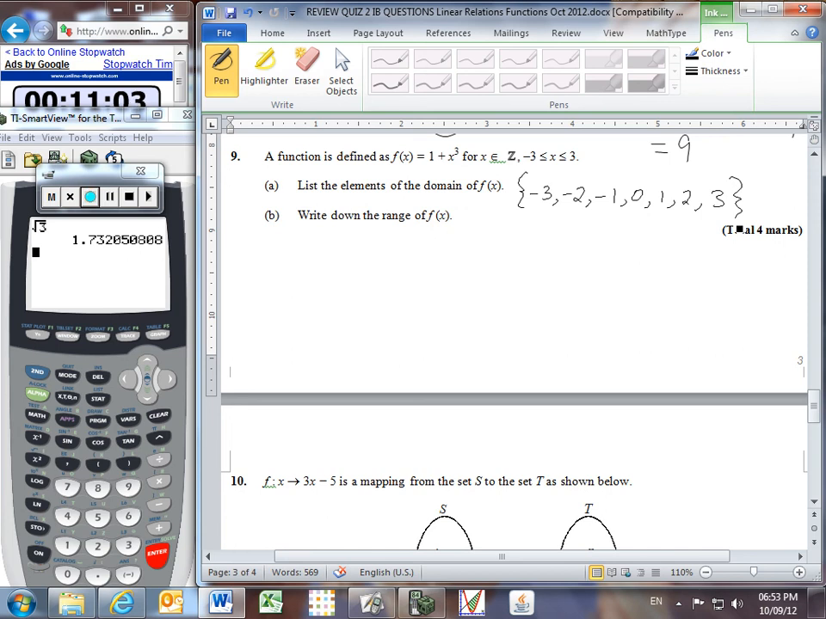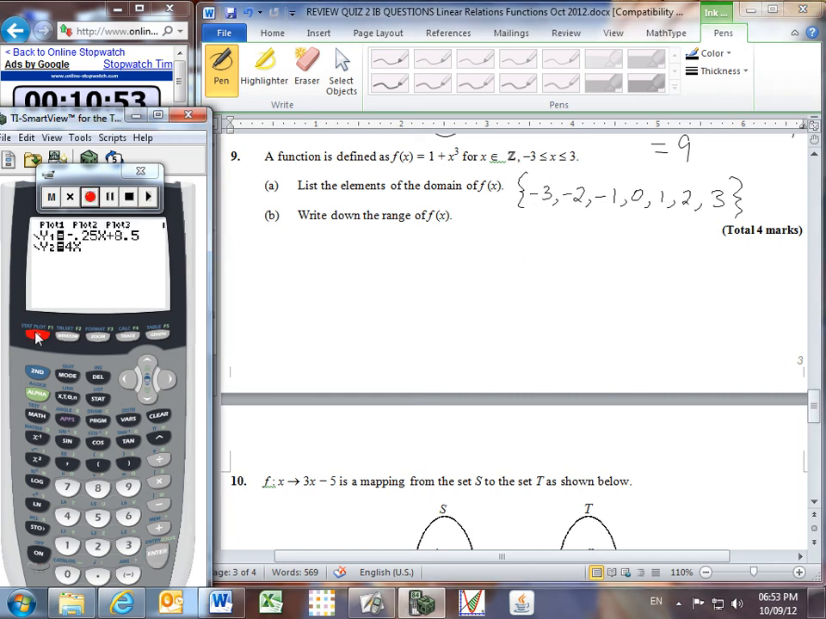We're also supposed to write down the range of f of x. Well, that means I'm going to have to figure out what each of these domain elements maps to. That's going to be a little bit tedious, so I've got a clever way of doing this a lot quicker. Let's go into the calculator and type in this function. I'll just clear my old ones.